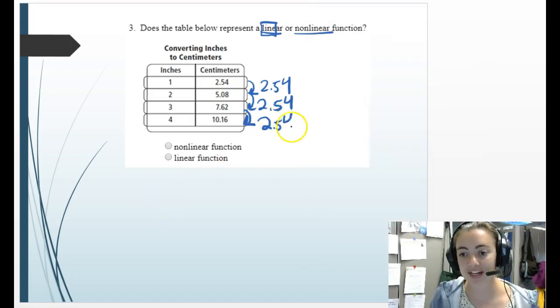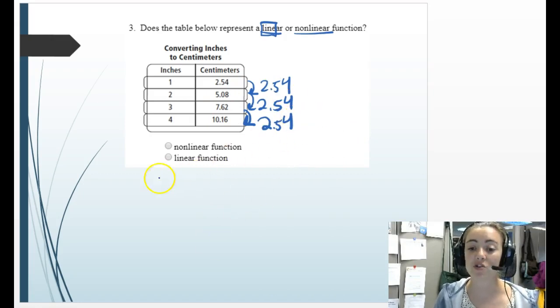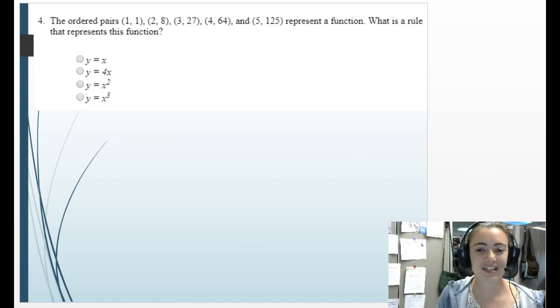2.54. So since it's growing at a consistent rate, if you were to graph this, it would make a straight line. It is a linear function. The last question here gives you a set of ordered pairs and asks you, what is the rule that fits this function. So let's look at this.